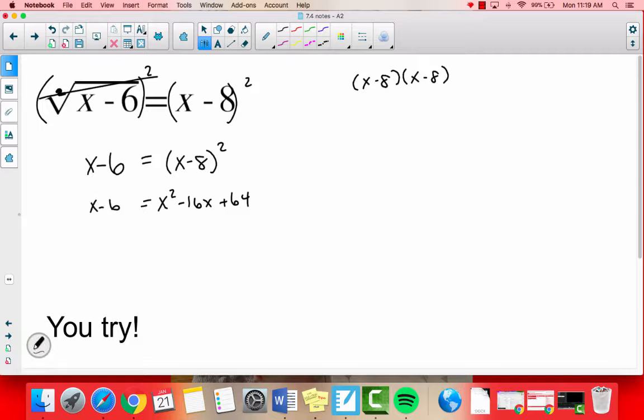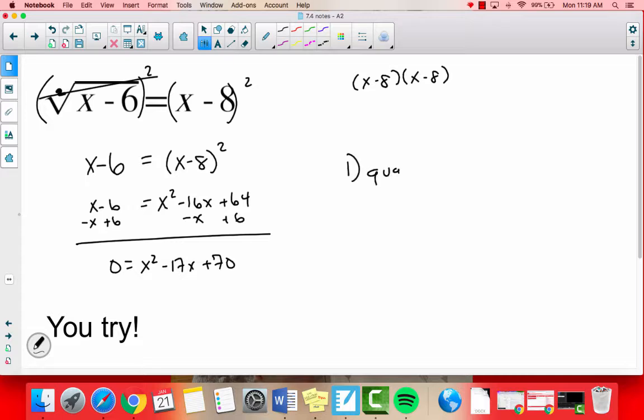So this is what's going to look like once we've FOILed, and now we just have to start solving. Remember, when we solve a quadratic, that's something with x squared in it, then we have to get everything to one side and make it equal to 0. So I'm going to subtract x over and add the 6 over. And when we do that, we'll get 0 equals x squared minus 17x and then plus 70. And now I have to think about how to solve a quadratic. So remember, you could either do quadratic formula or you could graph.